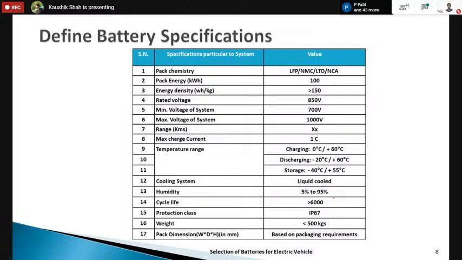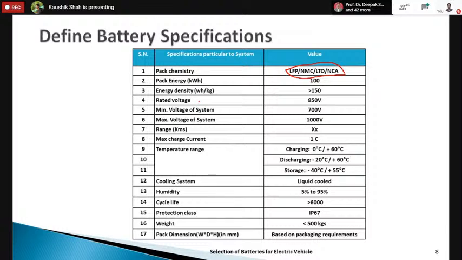Now let's look at it. This is the specific stuff which comes out of that exercise when you do the preconditions. This is just an example. This is not talking about any specific application, but this is what you need to derive the different chemistries. Okay, we'll come to that point in the subsequent slide. But what is your kilowatt hour pack requirement? What is the energy density? What's the rated voltage that comes out here?